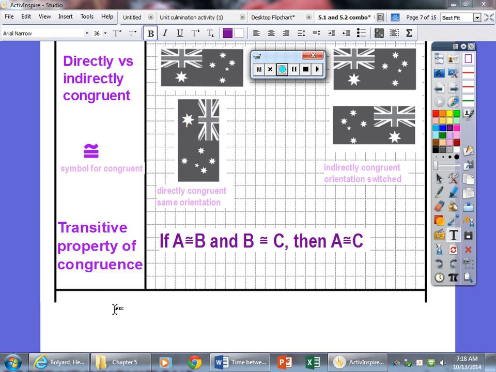We also have the transitive property of congruence. If A is congruent to B and B is congruent to C, then we can slice B out and say A is congruent to C. So if two things are congruent to each other and then one of them is congruent to a third, then they're all three congruent. So that's the transitive property of congruence.